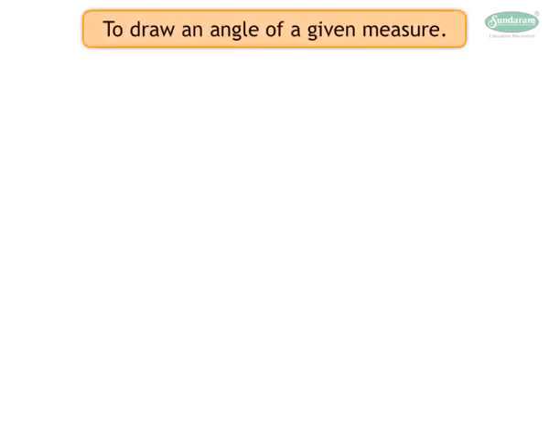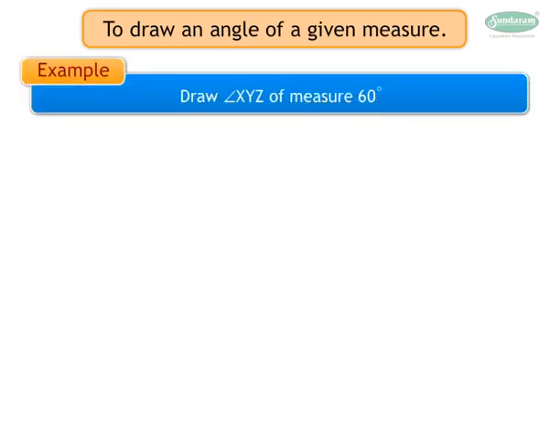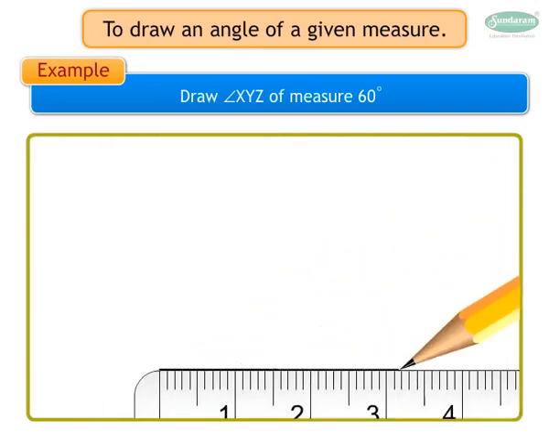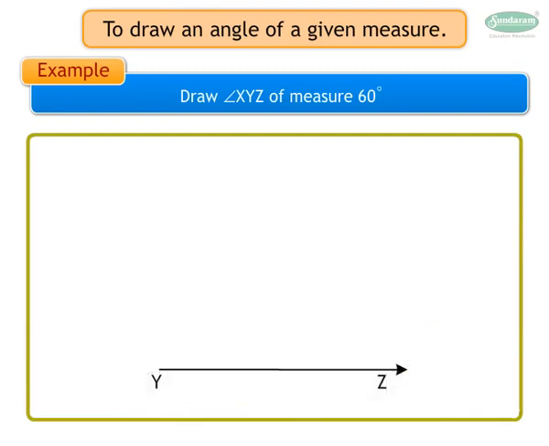Now let's see how to draw an angle of a given measure. Let's see an example. Draw angle XYZ of measure 60 degrees. Let's see the method of drawing that angle. In this figure, ray YX and ray YZ are the sides of angle XYZ and point Y is its vertex. First, draw ray YZ using a ruler. We have to draw a 60 degree angle at Y as Y is the vertex.